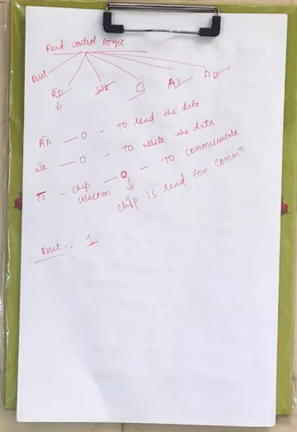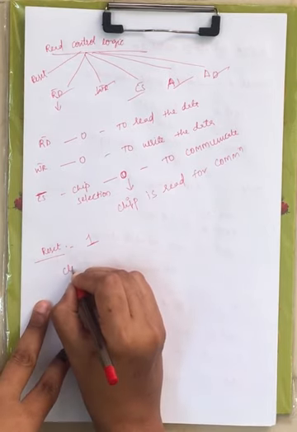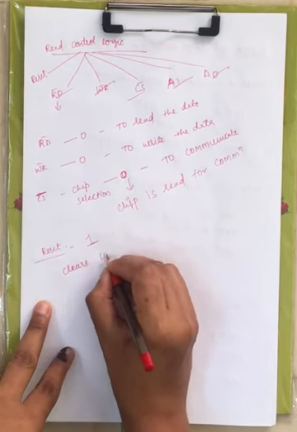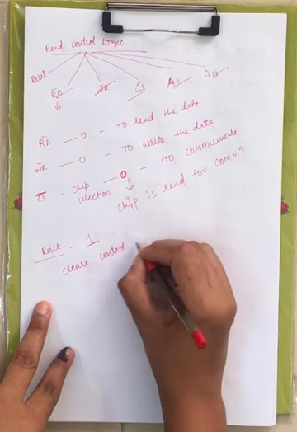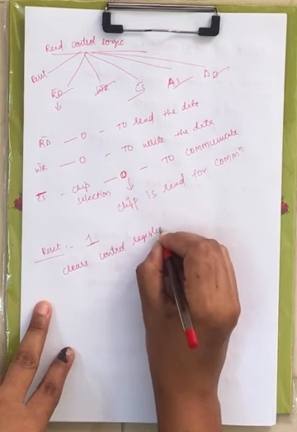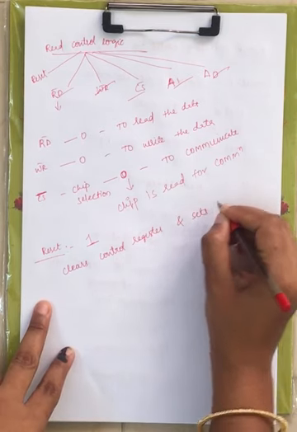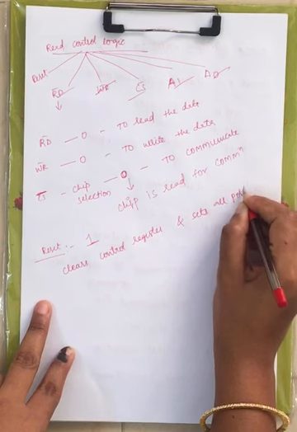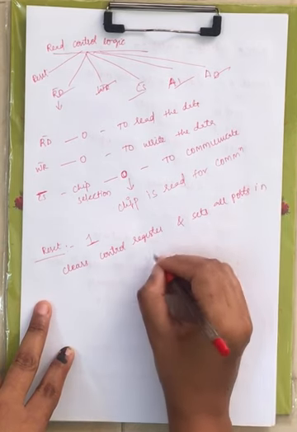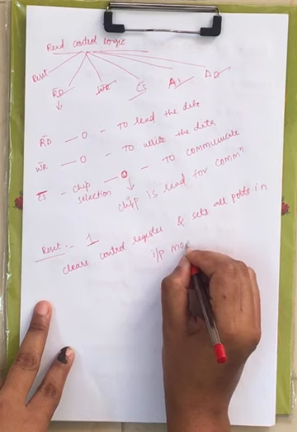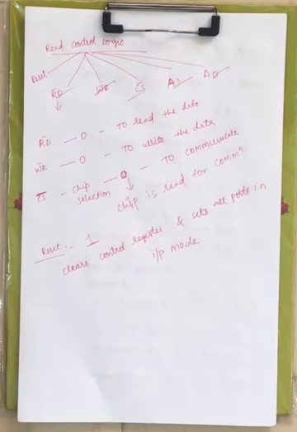Now this should be logic 1. When it is logic 1, it clears the control register, which is one special register of your 8255. It clears the control register and sets all ports. What are ports? Port A, port B and port C, all in input mode. When the reset pin is 1, it clears the control register and sets all ports under input mode.